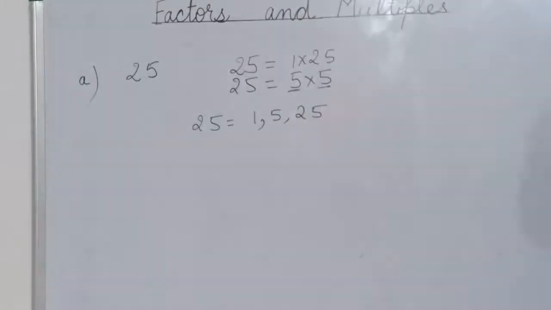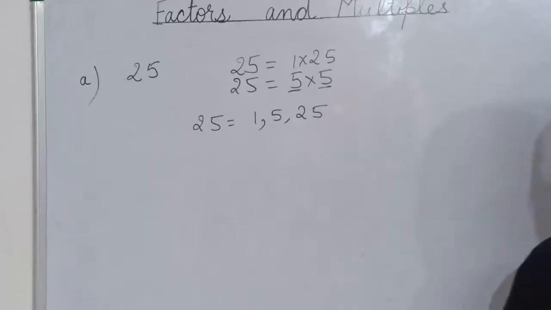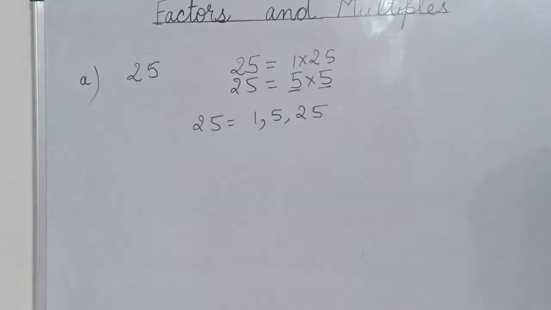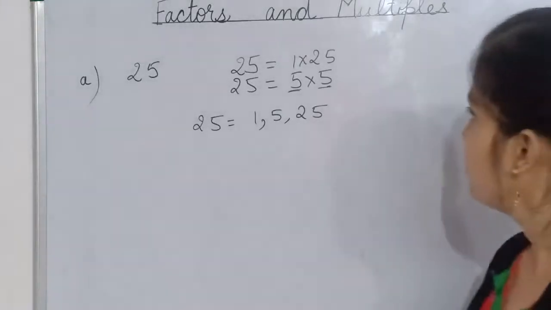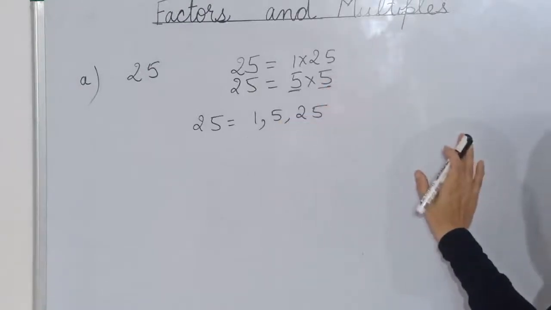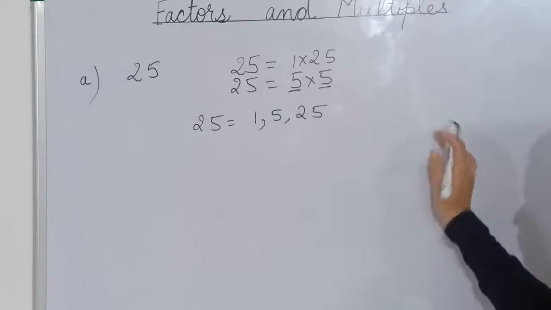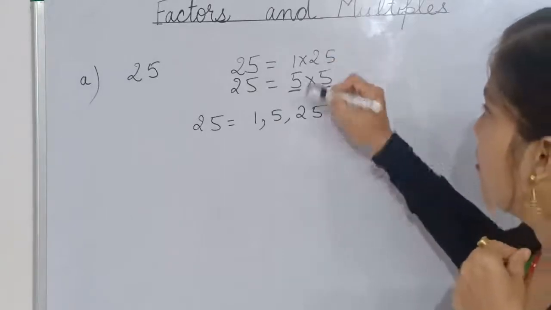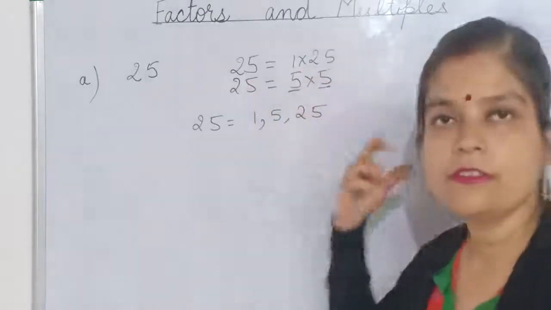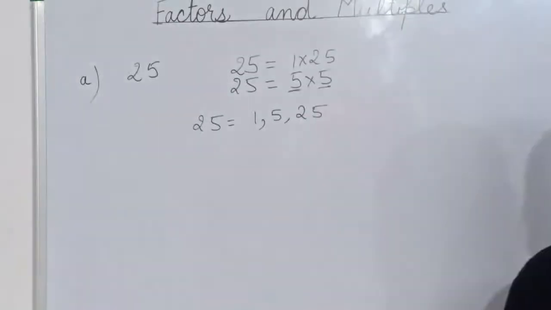And let's discuss again some facts. Please give the answer whether it is true or false. For example, I am asking some questions here. Every number is a factor of itself. Definitely. Just now I have shown it on the number line also. Every number is a factor of itself. 25, a factor of 25 is 25 only. Okay, that is true.